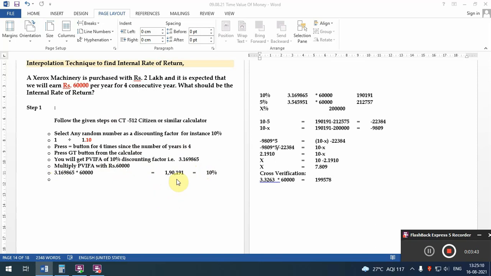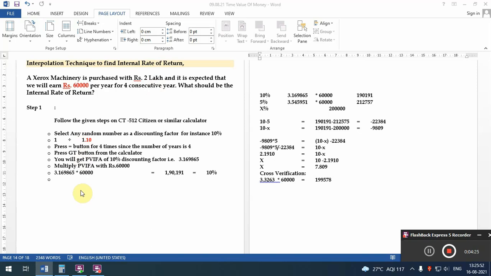So let me put it in a systematic way. I am keeping 10% in the beginning, then the PVIFA. Thereafter, I am multiplying this PVIFA with 60,000, and I am getting the same figure, that is 1,90,191. But the calculation has not ended, because 1,90,191 is not equal to 2 lakh, and I need 2 lakh. 1,90,191 is lower than 2 lakh, so I need to carry out the same steps again with a different discounting factor.